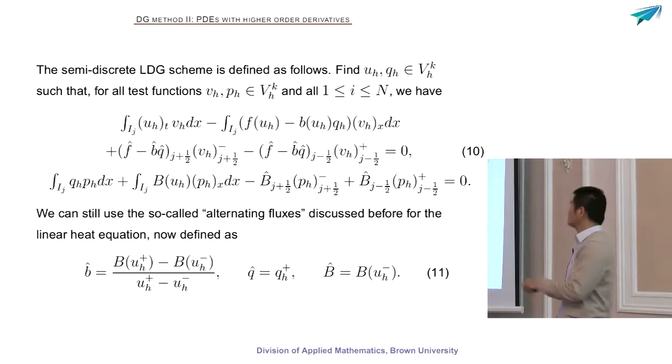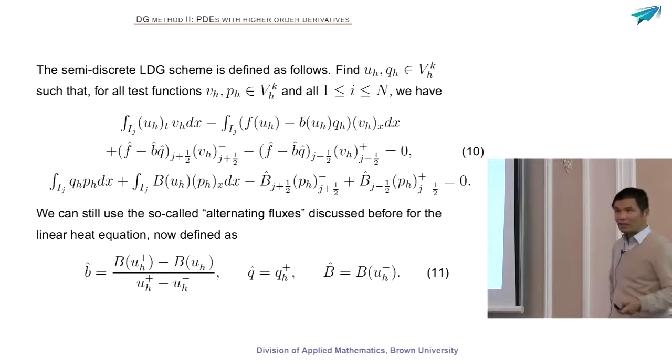Now the numerical fluxes, let's look at the numerical fluxes. It's alternating. You see, q hat equals q plus and B hat equals B(u) minus. Right? So you see this B hat here and q hat here. q is q plus and B is B minus. Alternating. You can do it the other way. You can put minus here, plus here. This is small b hat, which is here.